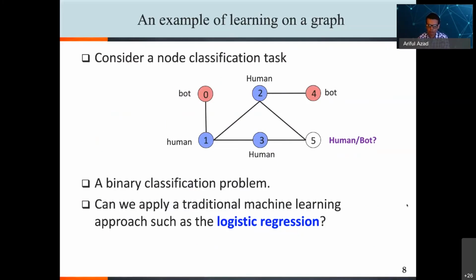So if you think about this problem, this is a simple binary classification problem. Given a node, we have to classify, and that is a binary classification. Before we develop any fancy algorithm, we may simply ask, can we apply a traditional machine learning algorithm such as logistic regression to solve this problem? What could be the problem there, or can it be done or not?